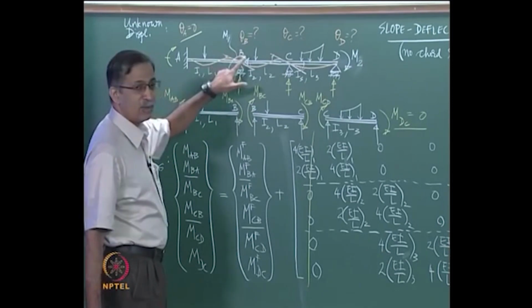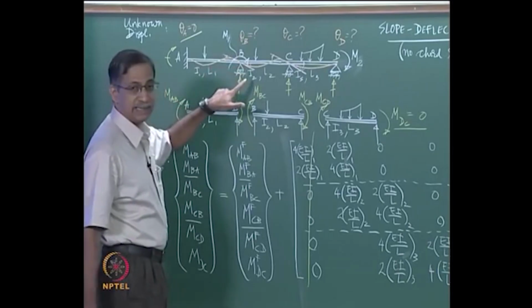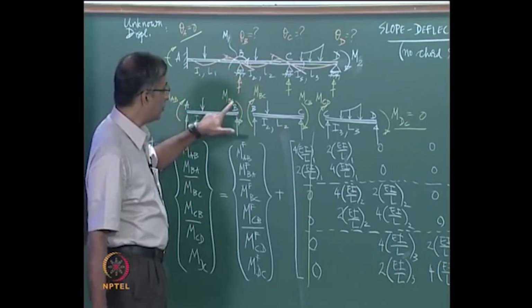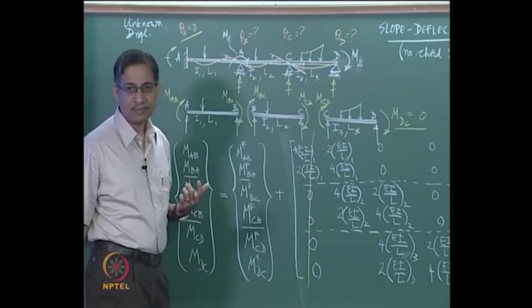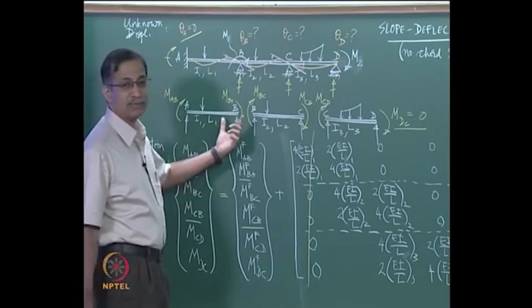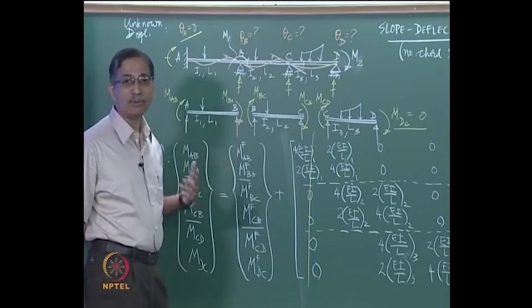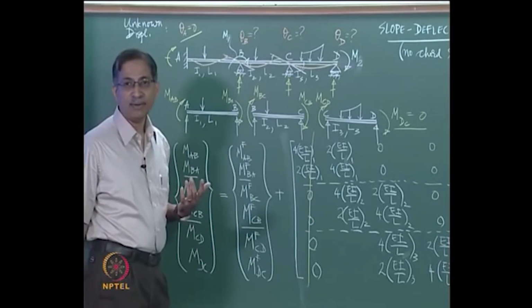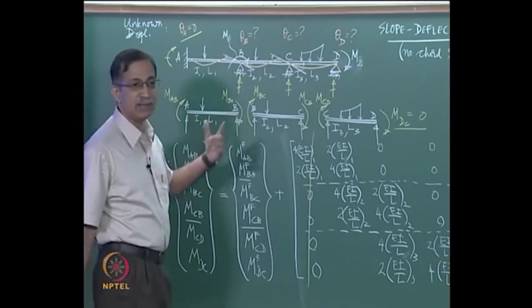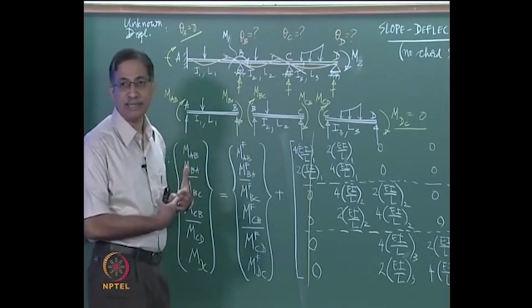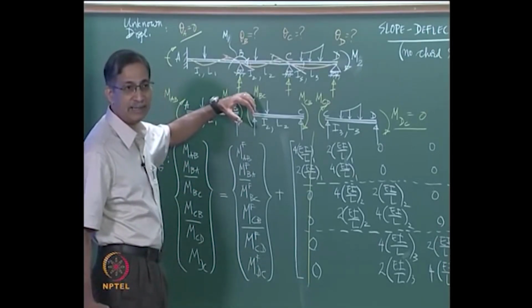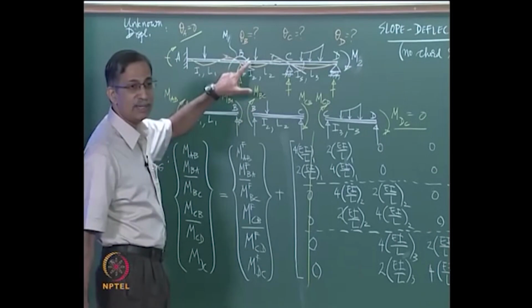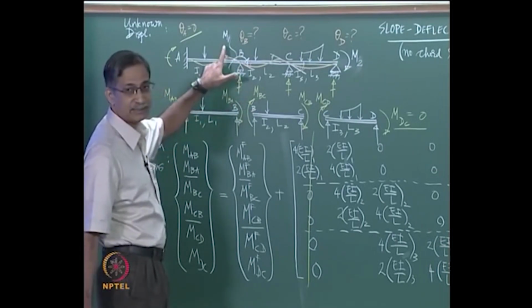If this concentrated moment were not to act here, then these 2 moments should be equal and opposite. Why? You can say to satisfy equilibrium, but you can also use Newton's third law and say every action has an equal and opposite reaction. When you join them together, there should be nothing left over, they should cancel each other unless you have a concentrated moment as you have in this case.